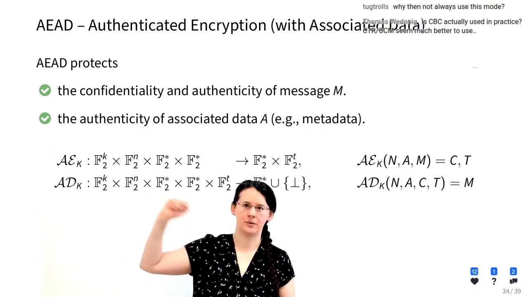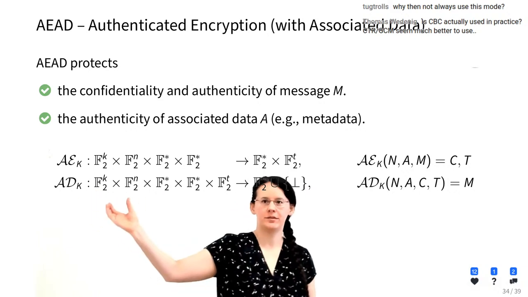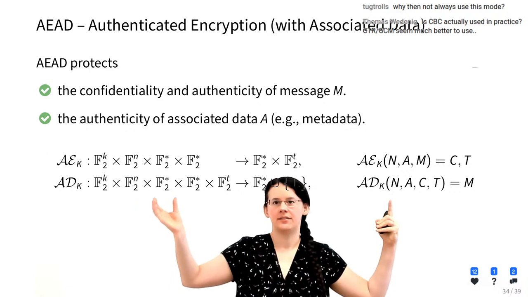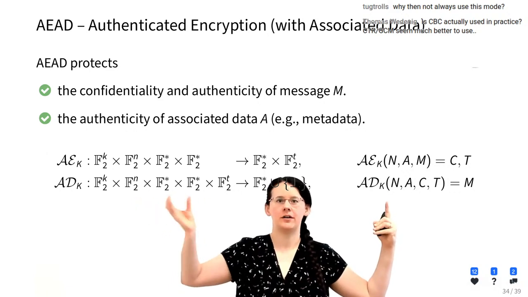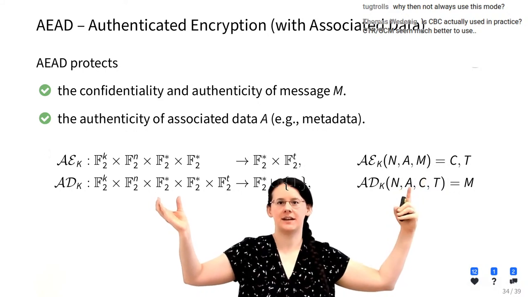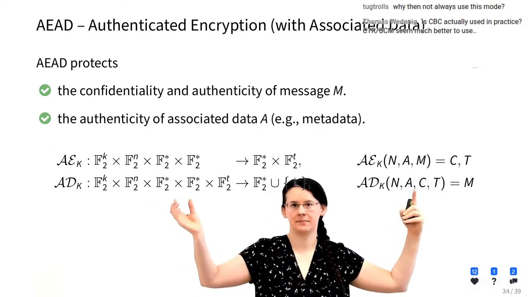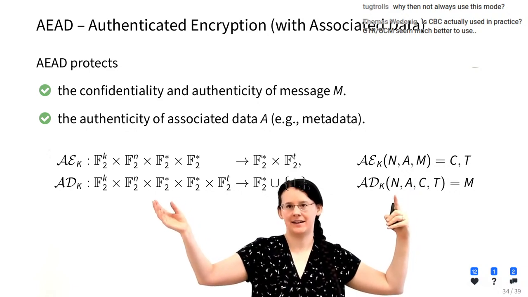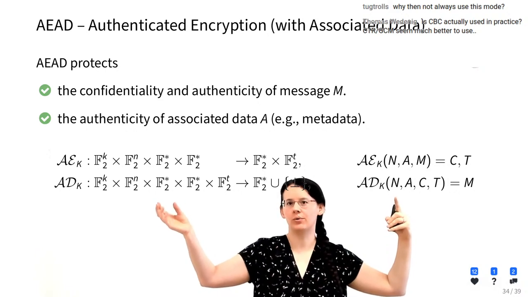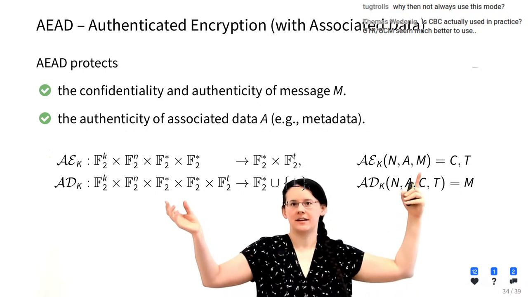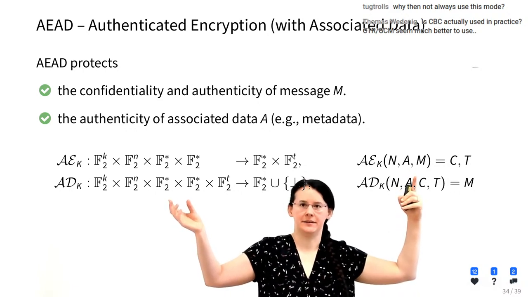So what are the inputs we have? We have the key again, we have the nonce again. Then you will notice that we now have two values of arbitrary length called A and M in the encryption case and A and C in the decryption case. A is short for associated data. And this is like a second type of plain text that is not encrypted, but only integrity protected. Whereas the message is encrypted and integrity protected.